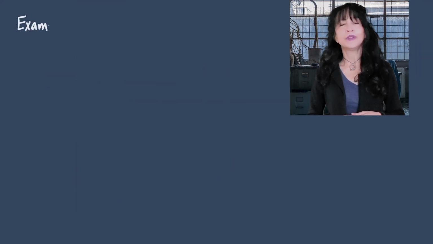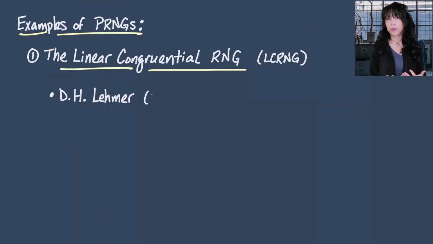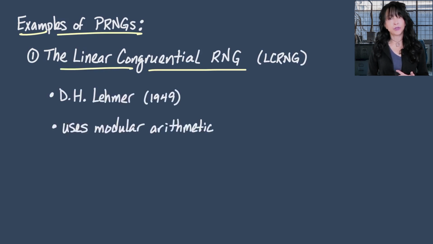Let's get going with the linear congruential random number generator. This was first proposed by Derrick Lehmer in 1949. It relies on modular arithmetic.